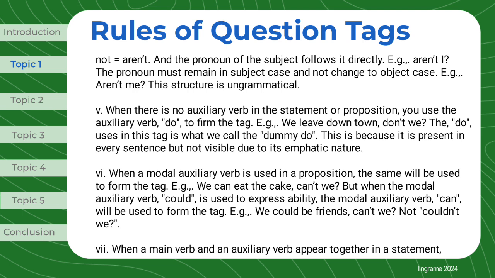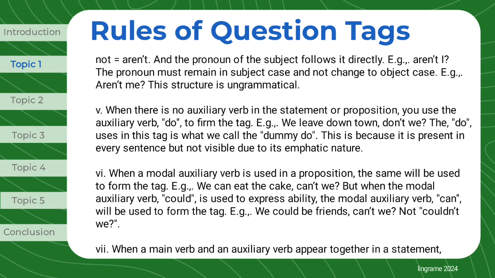When there is no auxiliary verb in the statement or proposition, you use the auxiliary verb, do, to form the tag. For example, we leave downtown, don't we? The do used in this tag is what we call the dummy do. This is because it is present in every sentence but not visible due to its emphatic nature.